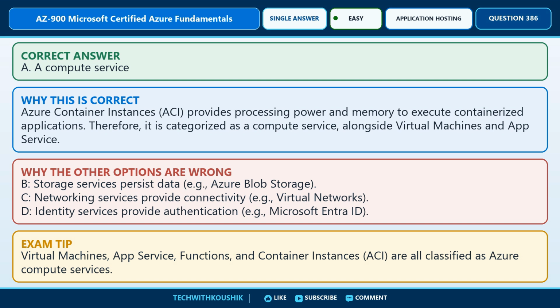Now let's rule out the other options. B. Storage services persist data, for example, Azure Blob Storage. C. Networking services provide connectivity, for example, virtual networks. D. Identity services provide authentication, for example, Microsoft Entra ID. Virtual machines, app service, functions, and container instances, ACI, are all classified as Azure Compute Services.